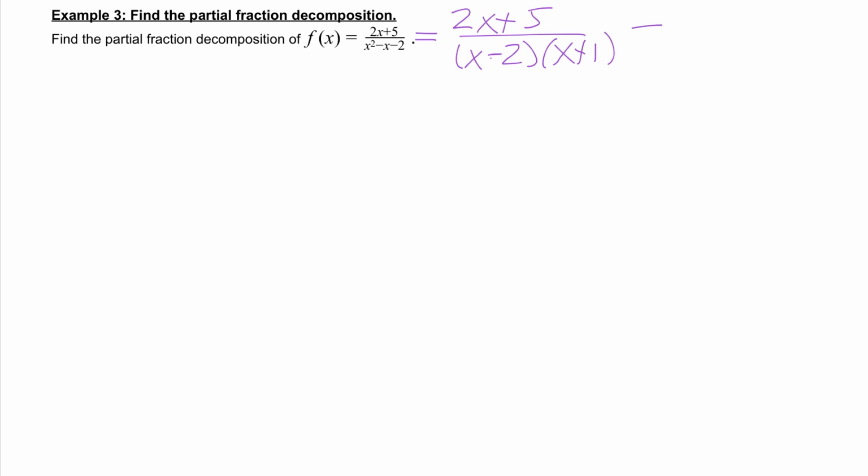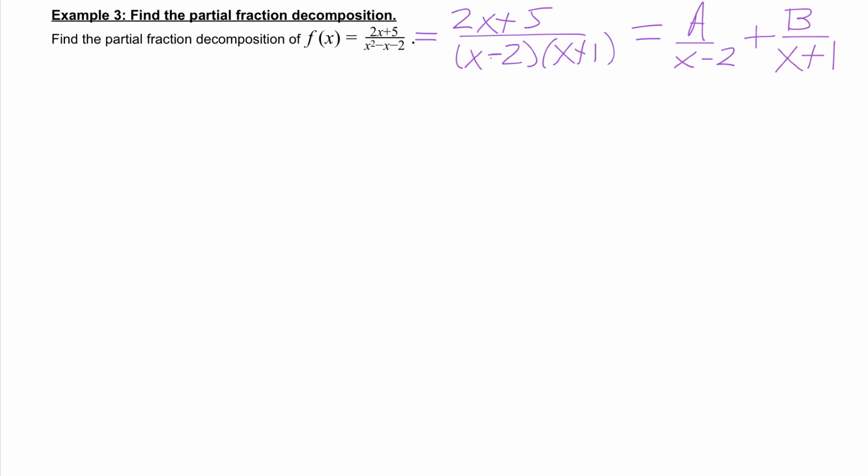Then what we want to do is write it out. So we want to take each of our linear factors and split that up. So we want x minus 2 on the bottom here, and since this is a linear factor, it's just x to the first power, we can put an a above that, plus we have b over x plus 1.